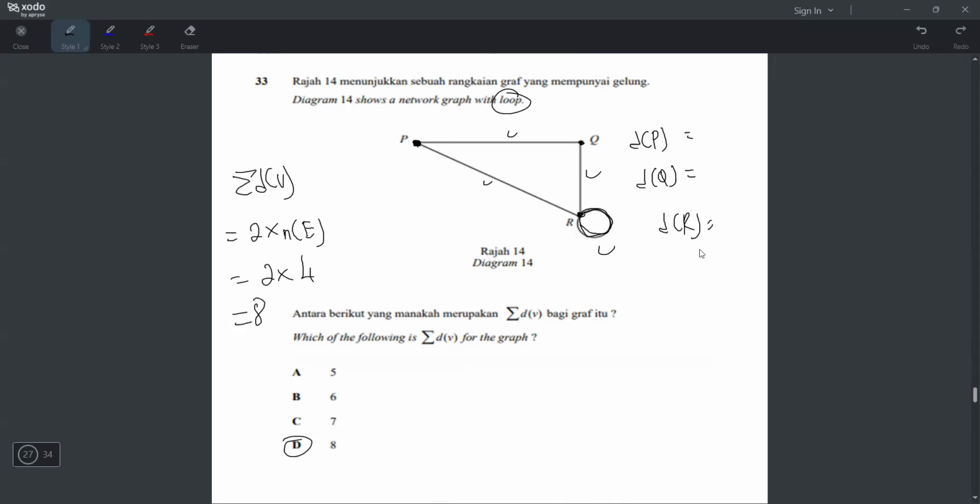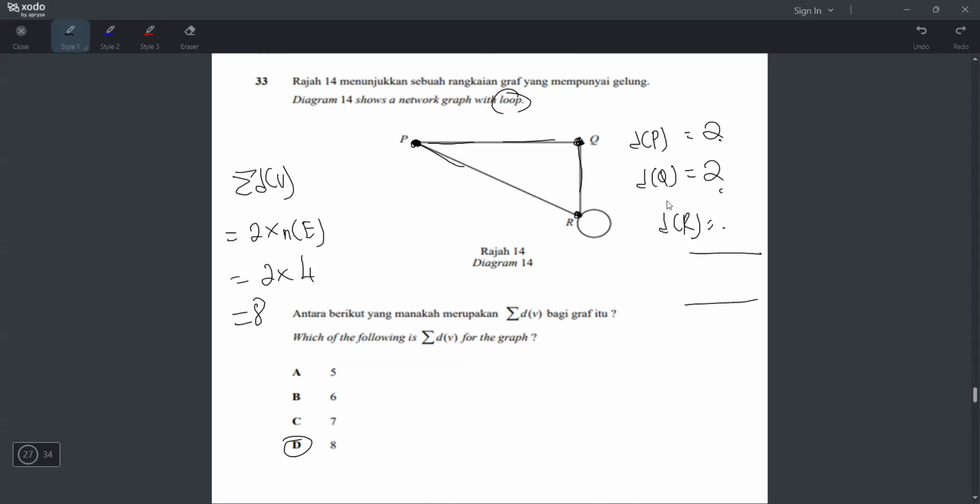Okay, to make sure you really understand, I think I should show you this separately also. So what's the degree of vertex P? Degree means how many lines connect to that vertex, right? So can you tell me how many lines connect to P? 1, 2, so 2. Degree of vertex Q, how many lines? How many edges connected to vertex Q? 2, so 2. Okay, tell me for vertex R, the other loop.